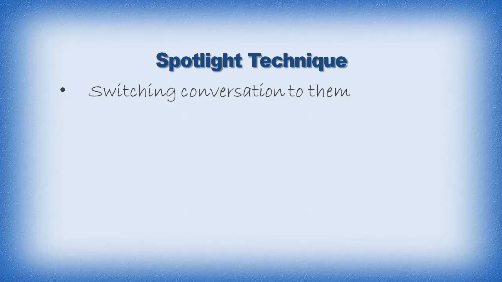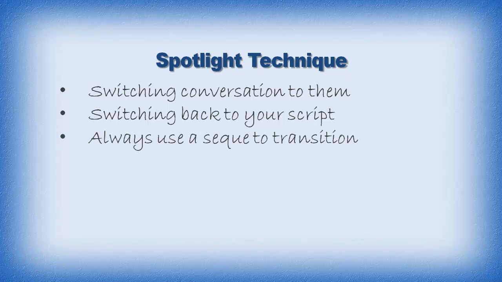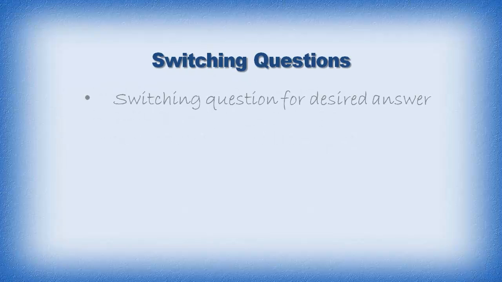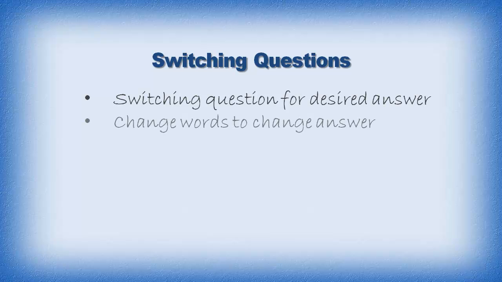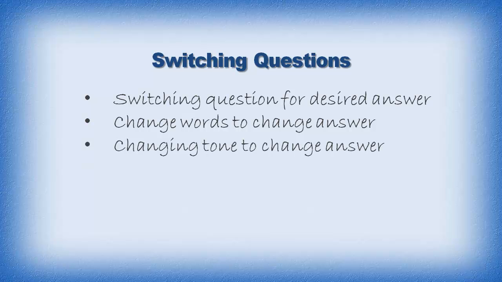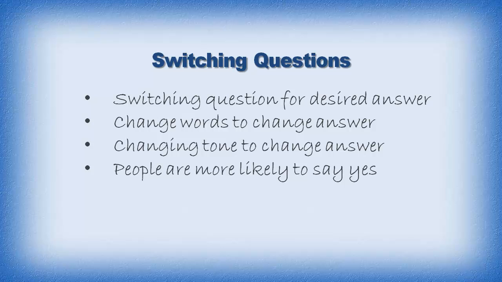And of course, you always use segues, and all a segue is, is a smooth transition from one topic or section to the next. Next thing you have is switching questions, and what it really is, is just switching the format of your question for the desired answer you want. Now, you can do this with changing words to change the specific answer you receive. You can change the tone to change the answer you get. But the really simple version of this is people are more likely to say yes, and people are more likely to agree. So ask the right question to get a yes.